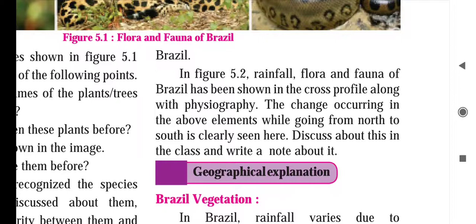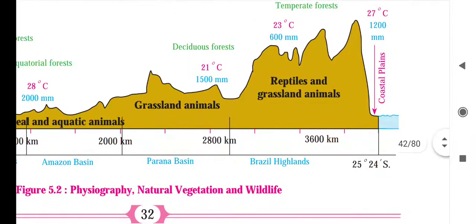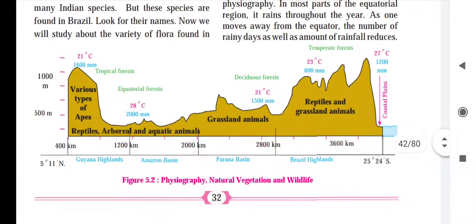Now see, the change occurring in the above elements while going from north to south is clearly seen here. Discuss this in the class and write a note about it. So here it is said that if we see Brazil's map and go from north to south, then we can see some changes. So what are the changes? First we will see figure 5.2, then we will discuss it. So this is figure 5.2. You can see here physiography, natural vegetation and wildlife are given.